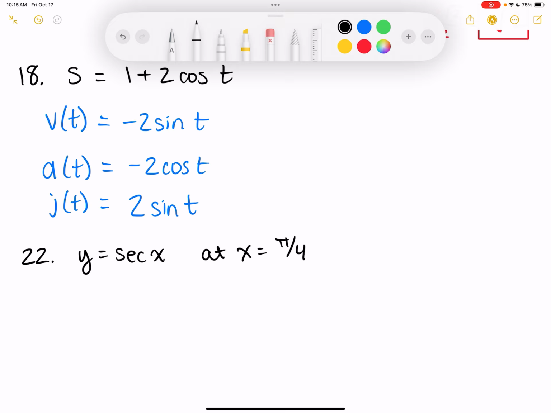So first thing, to find the slope, I obviously need the derivative of this. So y prime is equal to derivative of secant of x, secant of x tangent of x, and then evaluated at pi over 4. So secant of pi over 4, tangent of pi over 4. Secant of pi over 4 would be 1 over the cosine of pi over 4, which would be 2 over root 2, so that would just be root 2, I think. And then the tangent of pi over 4 is 1, right?